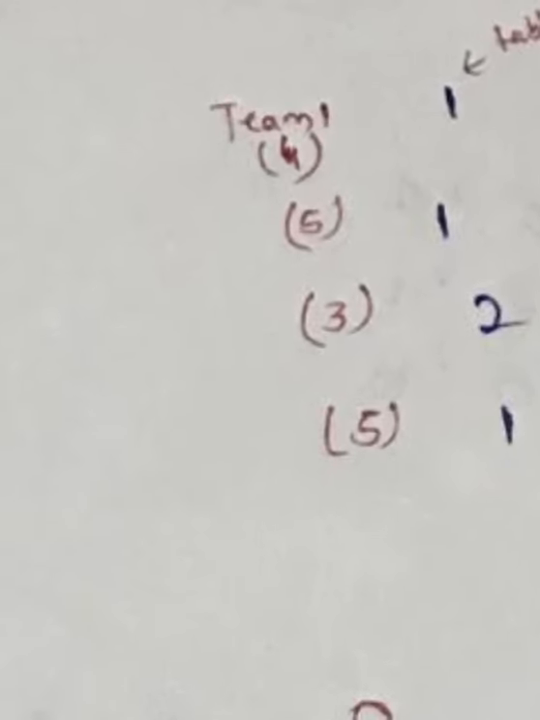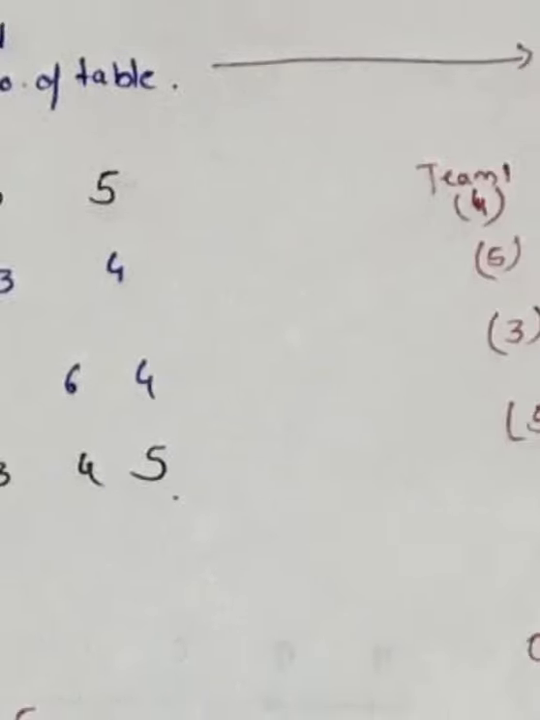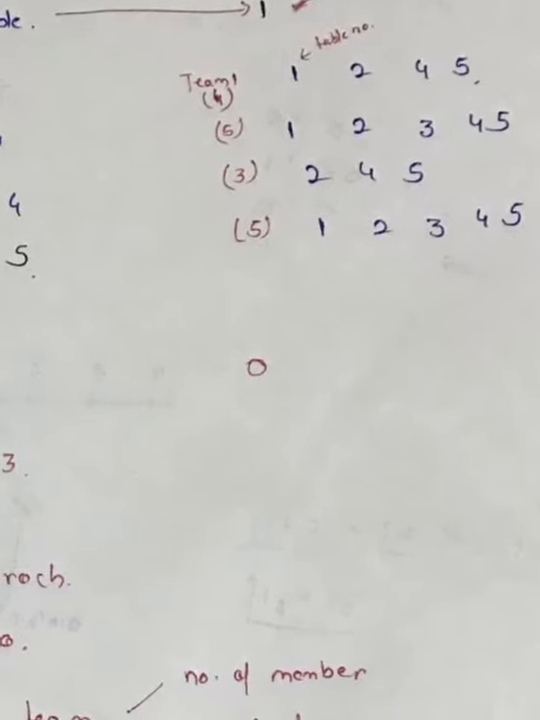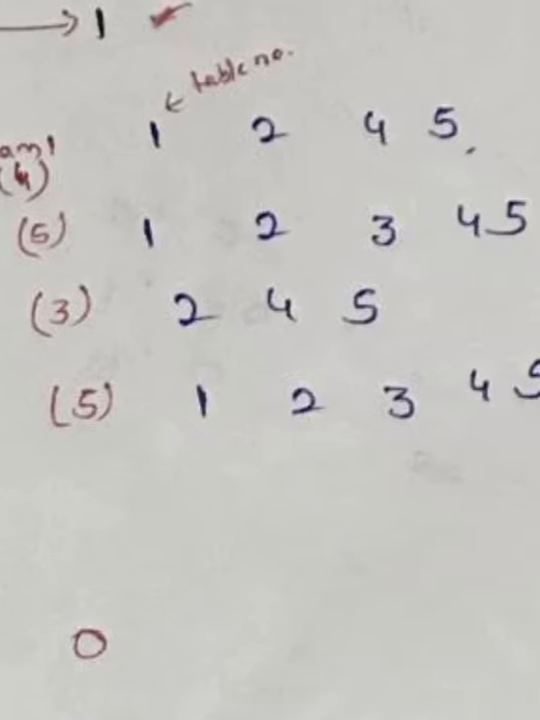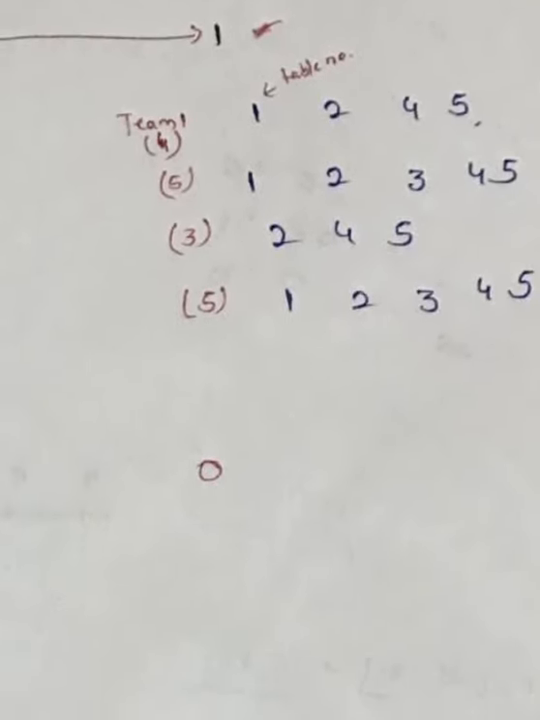Say, for example, the first team is of 4 members. This is team 1, which is of 4 members. So where are the seats given to these 4 people? On table 1 one member, on table 2 another, on table 4 another, and on table 5 another. So 1 to 5 indicates the table number. So you are going to return the table numbers, the arrangement in which these 4 members will be seated.